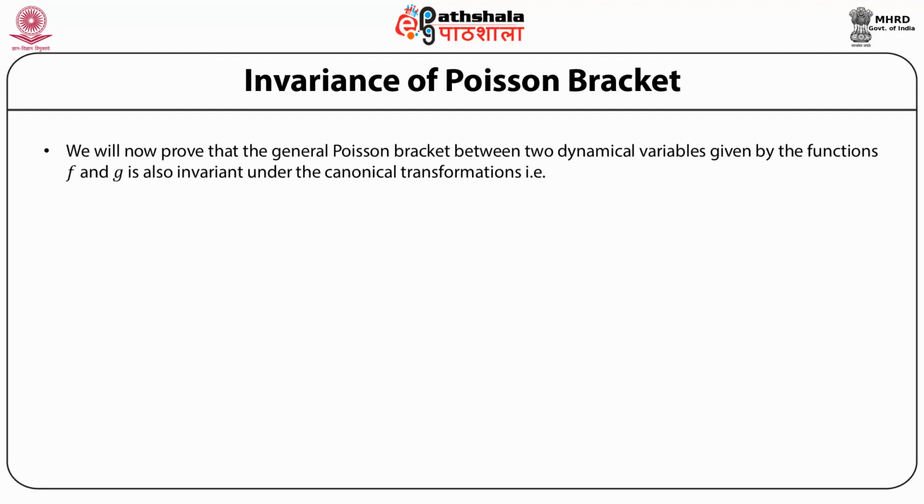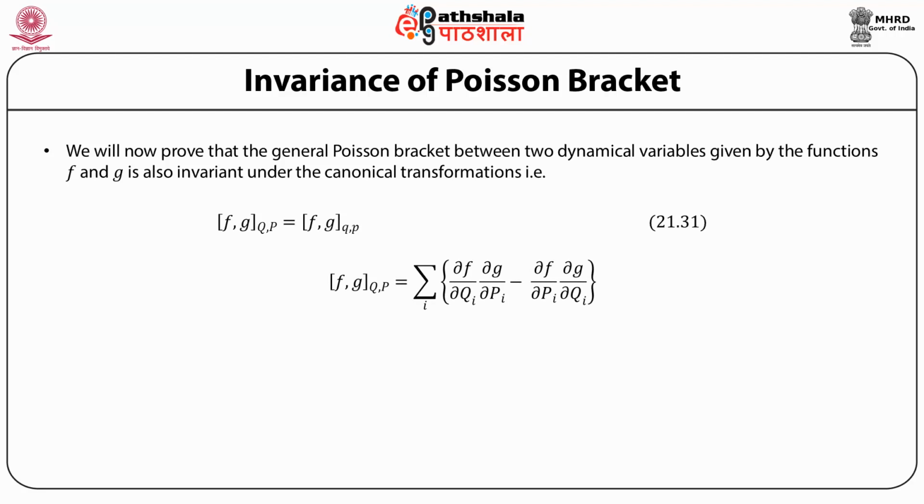So what remains to be proved is that the general Poisson bracket between two dynamical variables, given by some functions f and g, is also invariant under canonical transformation. What does it mean? It means that we need to prove that the Poisson bracket between two dynamical variables f and g with respect to the old coordinates and momenta is equal to the Poisson bracket between these two dynamical variables with respect to the new coordinates and new momenta.